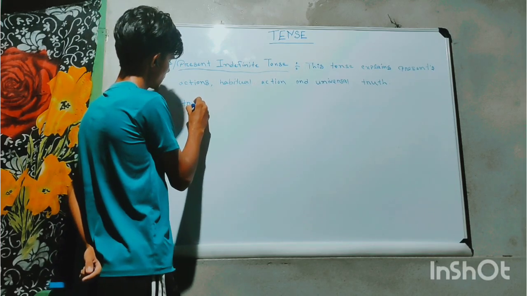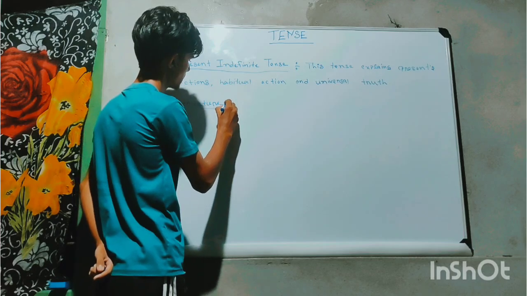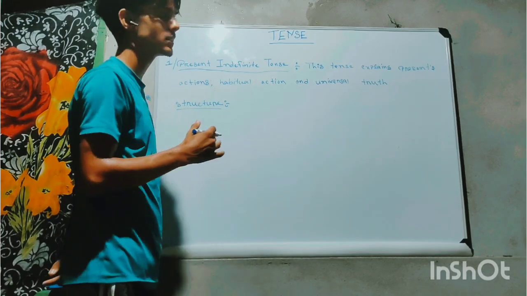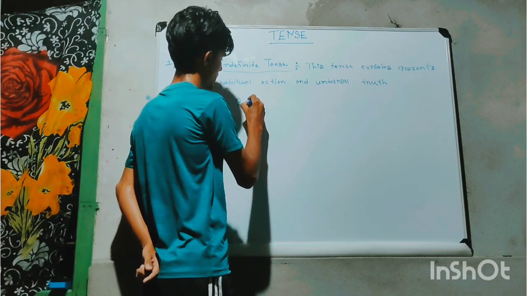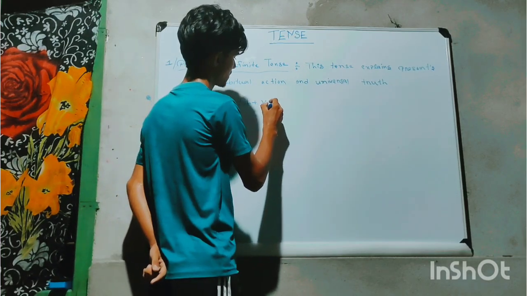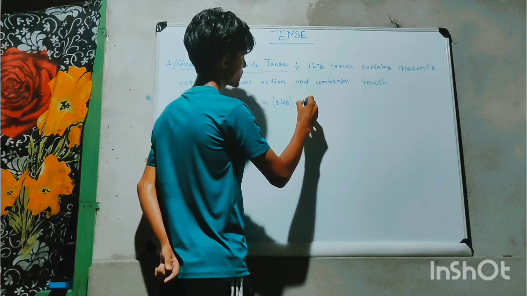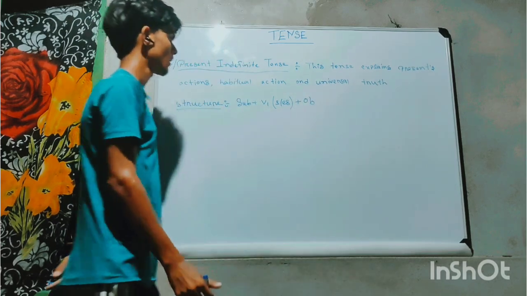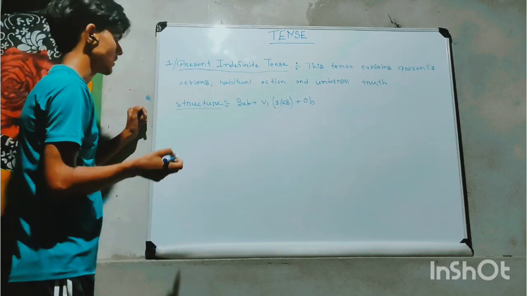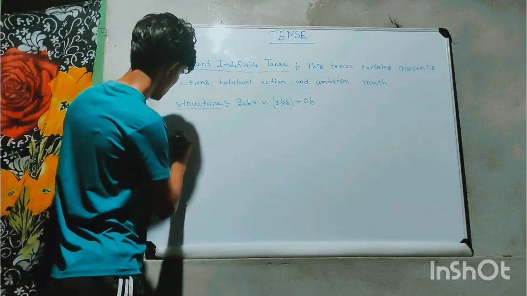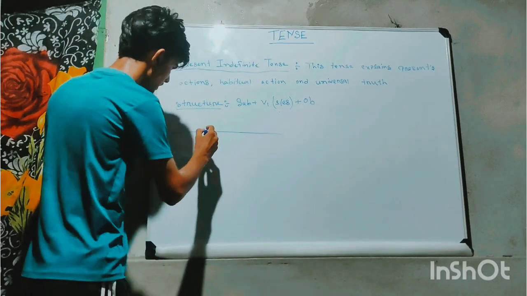So, the structure. This is the sentence structure. By using this structure, we make sentences of present indefinite tense: subject, verb 1, s/es optional, and object. So where do we use s/es and where not? Let's simplify it by drawing a table.